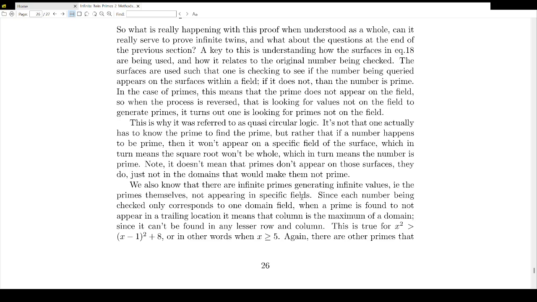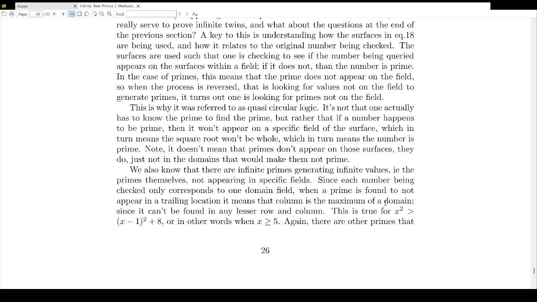We also know that there are infinite primes generating infinite values, i.e. the primes themselves not appearing in specific fields, since each number being checked only corresponds to one domain field. So this has to go back into that domain field: how do the primes, or the numbers you're checking, correspond to the domain field? When a prime is found to not appear in a trailing location, it means that column is the maximum of a domain.